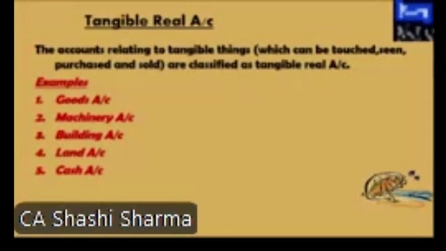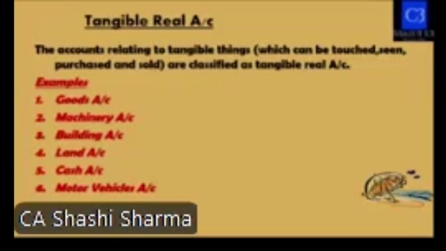Then motor vehicle account. All these accounts are not related to persons, whether natural or artificial. These are things which are usually purchased and sold by a businessman, which generally come into the business or go out of the business. If you are engaged in the business of real estate, then you may purchase building, you may sell building, and building will become goods in that case. And all these things can be touched or seen.